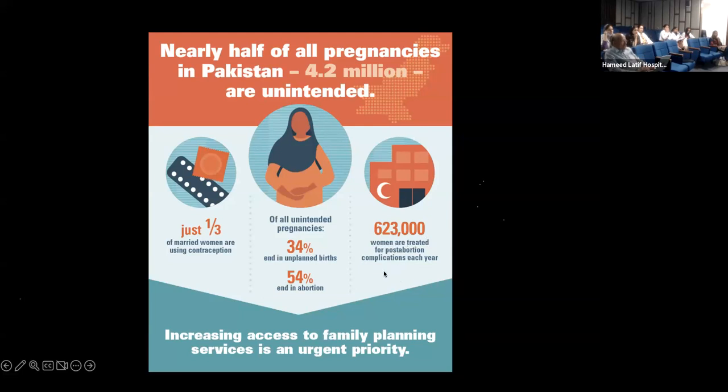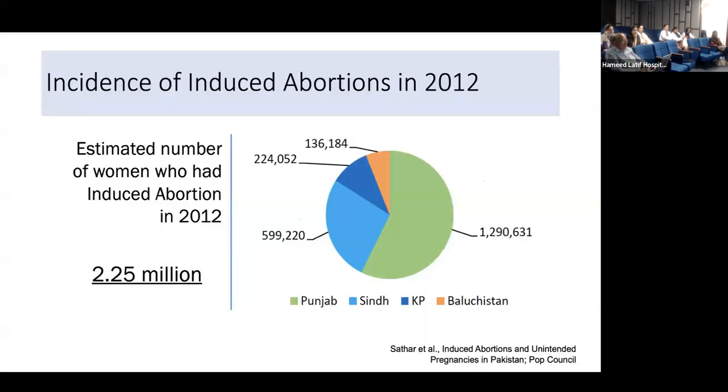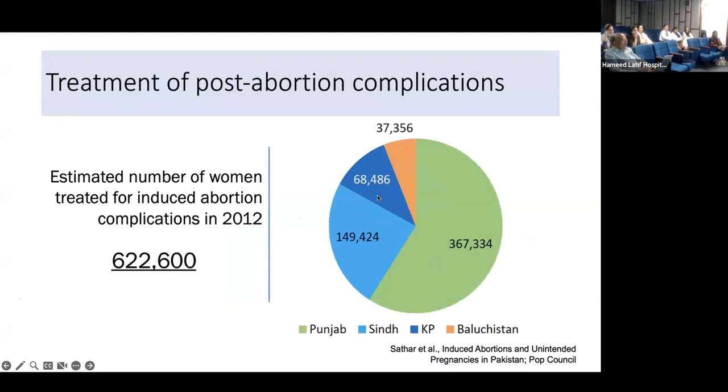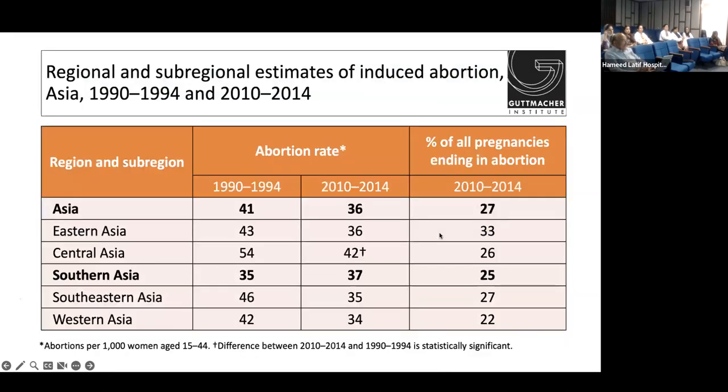623,000 women were treated for post-abortion care. And that is not only one survey. There are other surveys also. This is 2.25 million abortions and their distribution province-wise. And this is the number of women treated for induced abortion complications in 2012, again, province-wise.